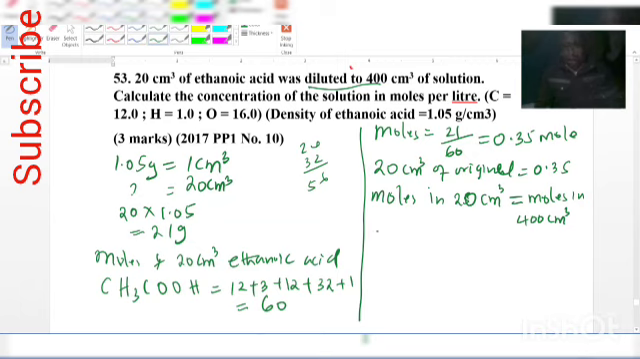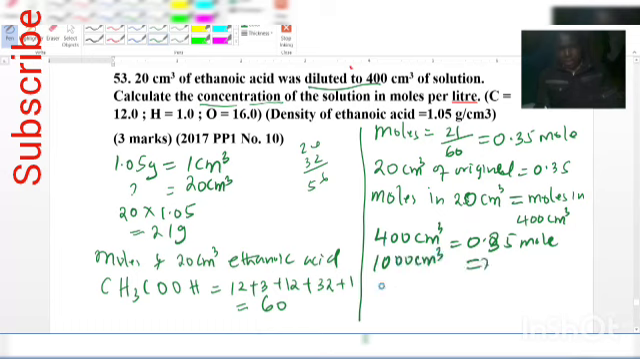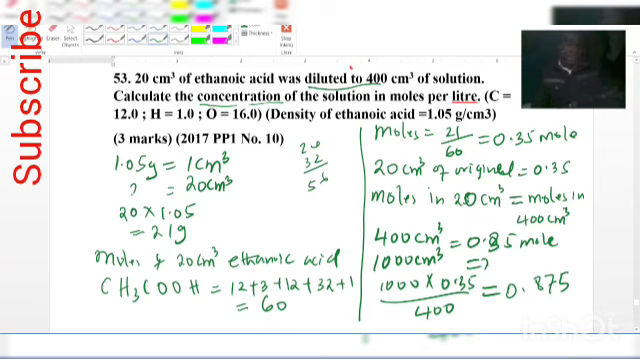So now 400 centimeters cube contains 0.35 moles. We are told the concentration is in moles per liter, so moles in 1,000. We ask how many moles 1,000 centimeters cube will contain. So it is 1,000 times 0.35 divided by 400. This will give us 0.875.